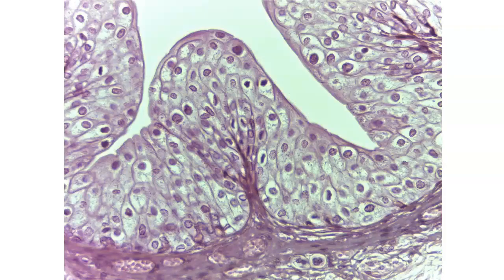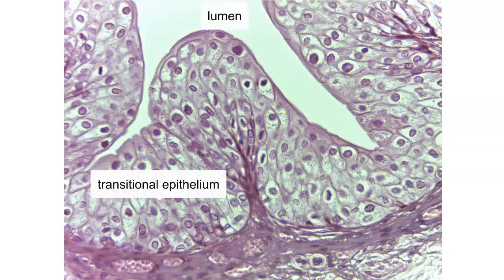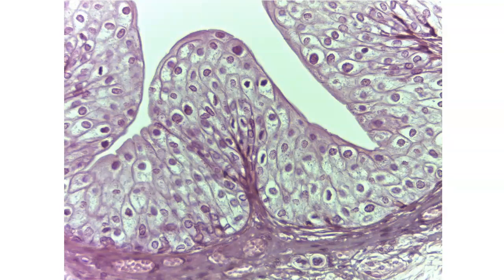Taking a closer look at the transitional epithelial tissue, transitional epithelium is only found in the urinary tract, and you can see that the cell shapes are kind of like a ghost or like a tombstone shape. This is transitional epithelial tissue at high magnification.